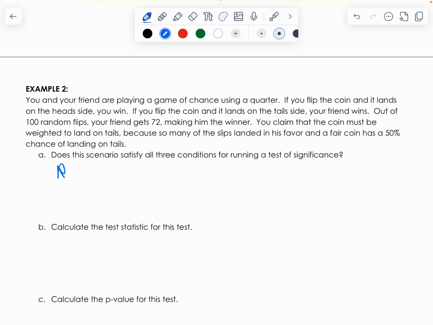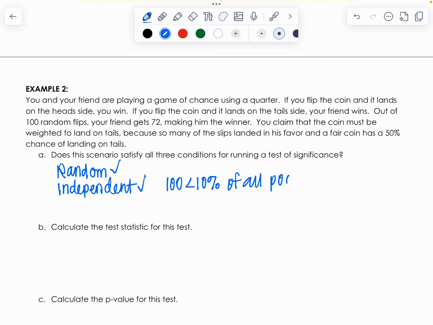So, did we take a random sample? Yes, 100 random flips. Is each trial independent? Well, yes, for sure, because flipping a coin is going to be independent, but also because 100 is less than 10% of all possible flips. Okay, and then normal.